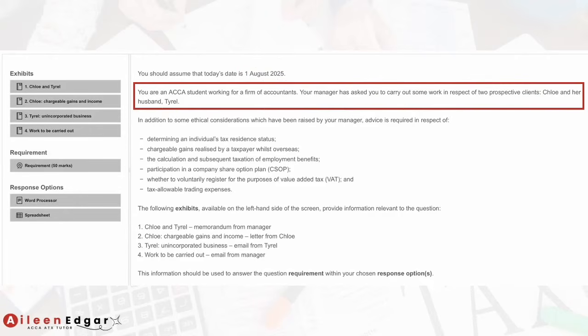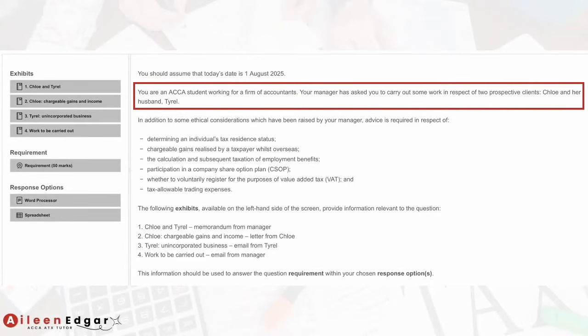You were then told that you're a student working for a firm of accountants and that we're being asked to carry out some work to do with 2 prospective clients, Chloe and her husband Tyrrell. You may think this isn't all that important, as there's not a lot of detail here, but it actually does help us a lot. Some Section A questions are effectively 2 separate questions because they involve 2 unconnected clients.